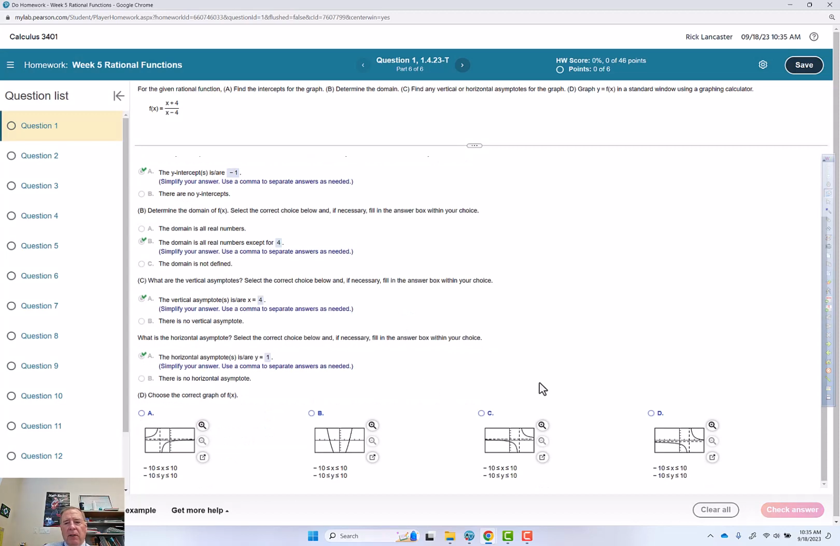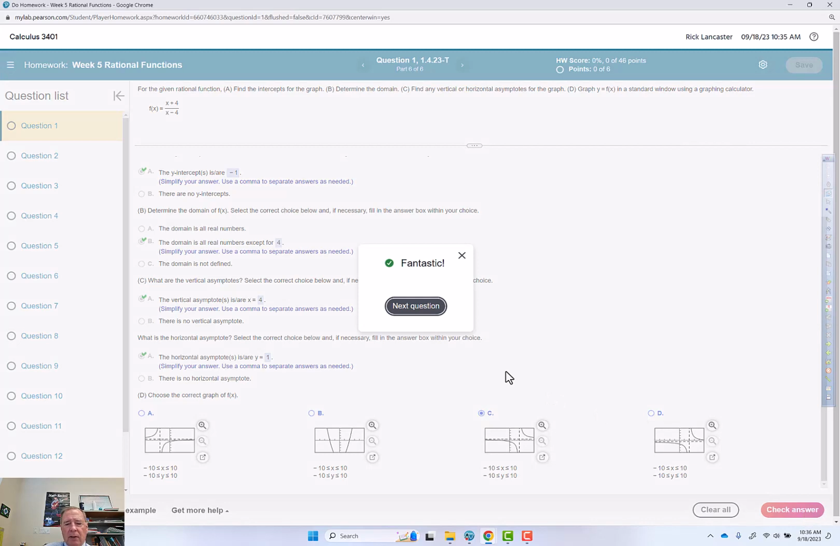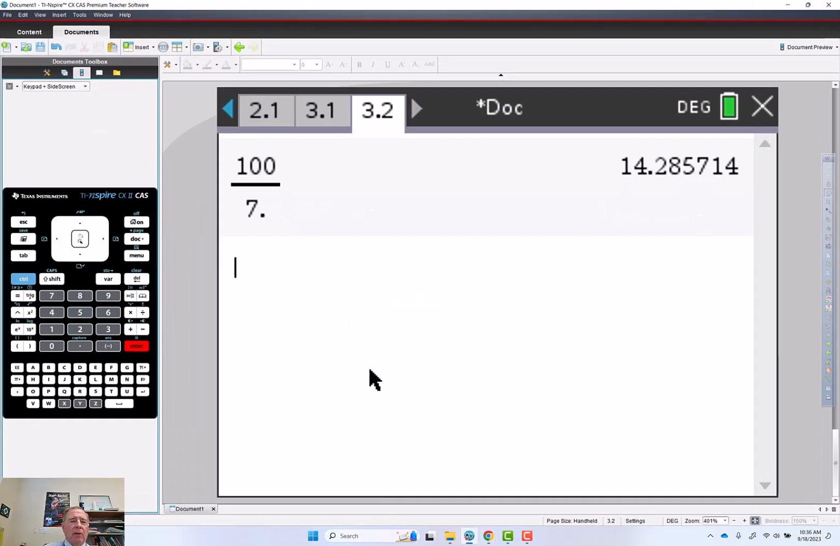And then they're giving us pictures here. We can actually think through this. So we need a vertical asymptote at x equals 4, so that'd be here. And we need a horizontal asymptote above the x-axis. So I'm going to go ahead and check that. Fantastic. It's saying next question, but we'll go ahead and graph that.